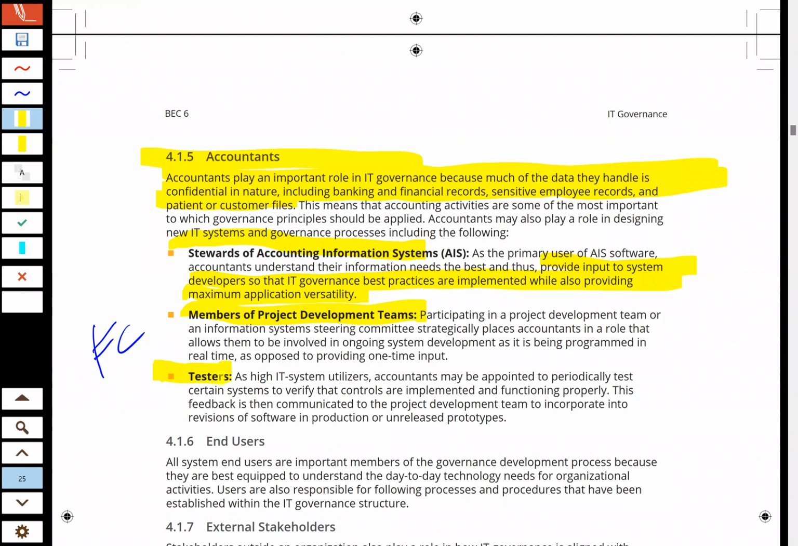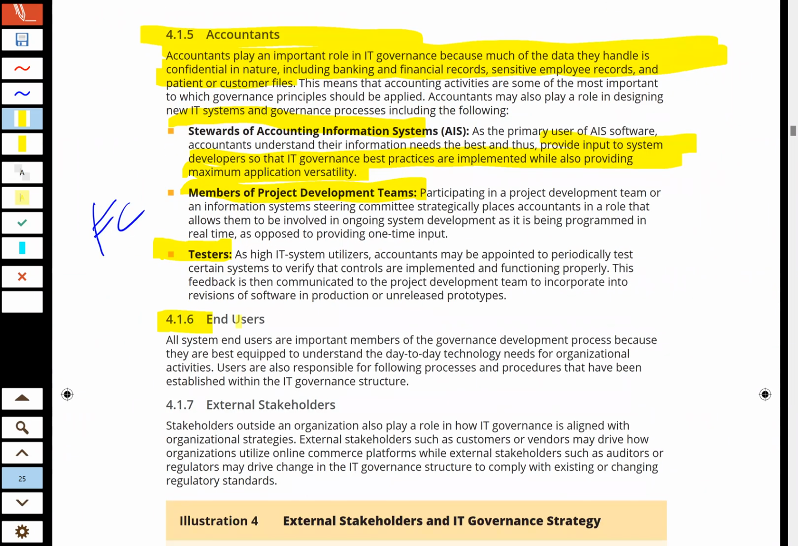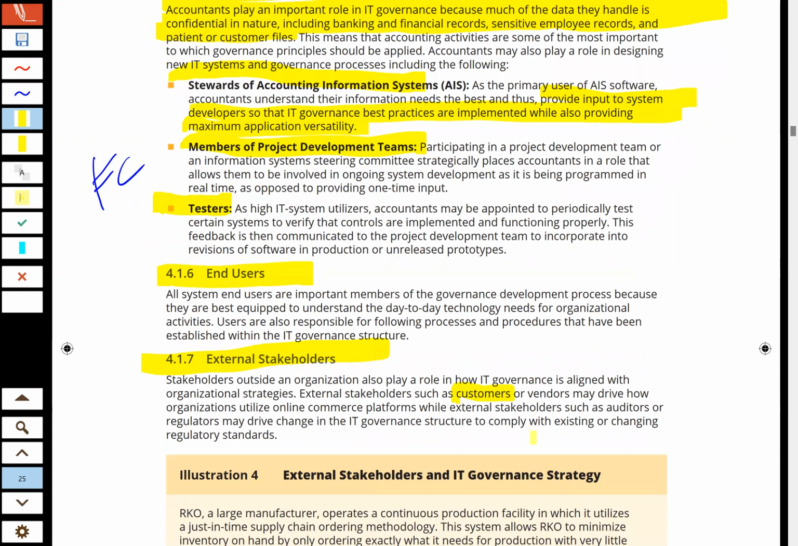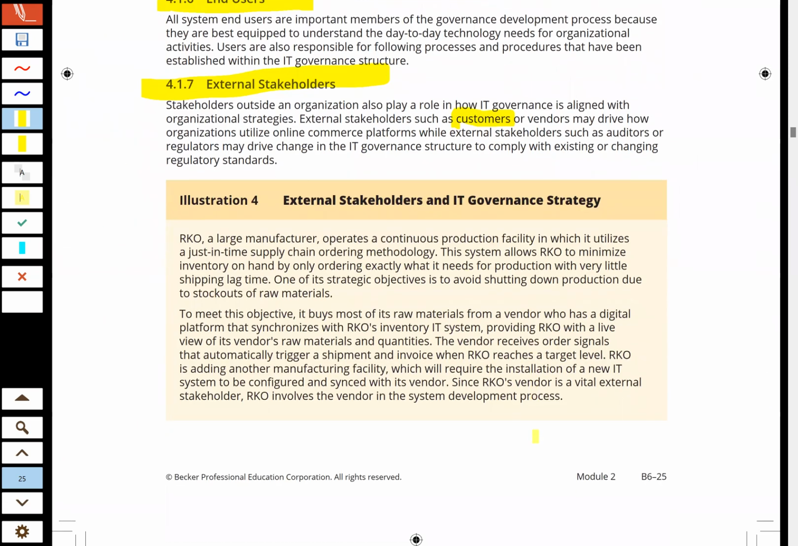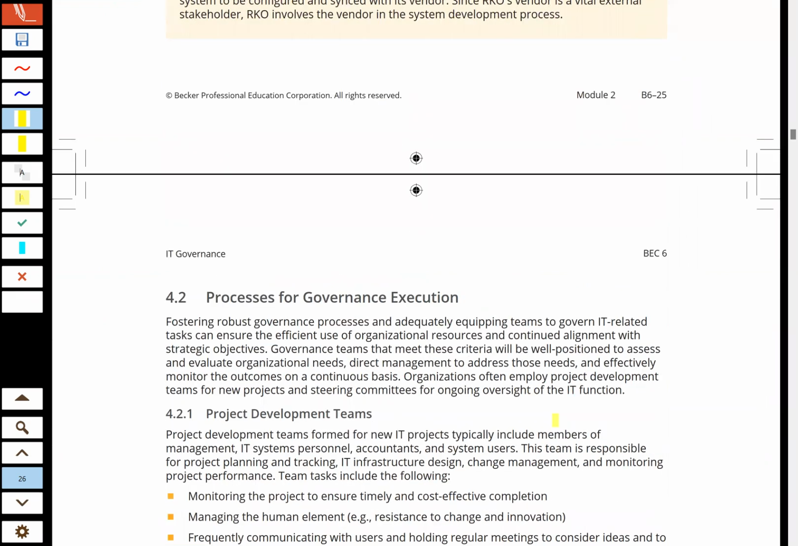Okay, so flashcard those roles of accountants, and then of course there are the end users and their roles, and then of course there are external stakeholders that we need to consider. For example, our very customers could be considered external stakeholders. Okay, good. Come over and let's just take a look at the process for governance execution.